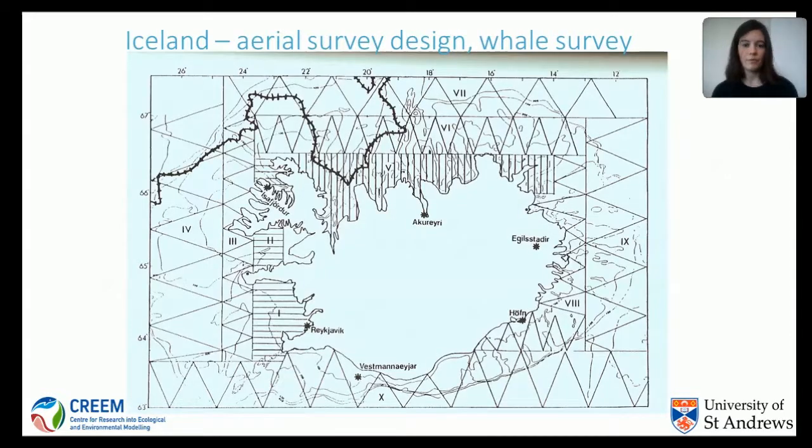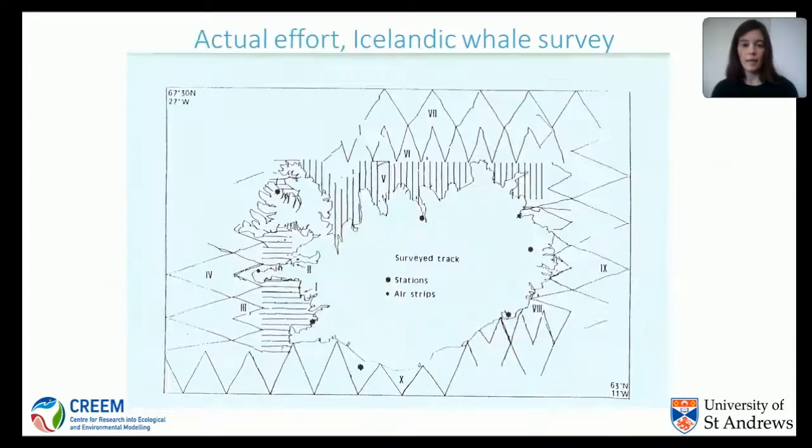And if we go back to the original design, you can see this black dotted line, and that actually denotes the ice edge near Iceland. And so the gap in effort here is simply that there was ice cover in this area, and therefore the survey couldn't take place.